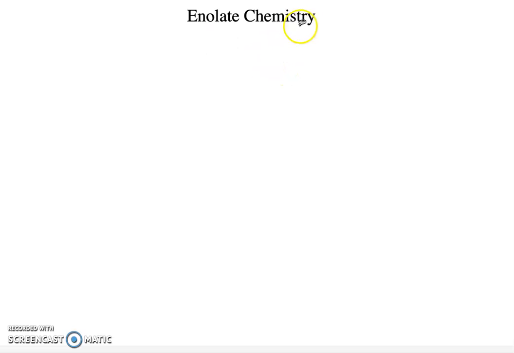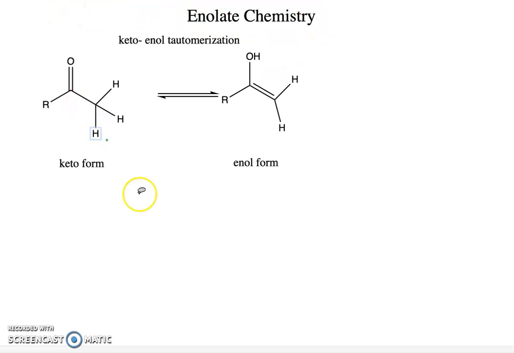I want to talk today about enolate chemistry, and I want to start by talking about the equilibrium between two different forms of a ketone. The keto form, where I have a C double bond O, and the enol form, where I have an OH and a C double bond C. It's called the keto-enol tautomerization. Tautomerization is just a fancy name for this equilibrium.